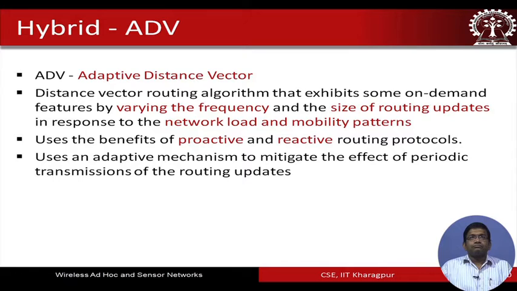Let us now look at a few hybrid routing protocols. ADV is a hybrid routing protocol, adaptive distance vector routing protocol. It exhibits some on demand properties by varying the frequency and the size of routing updates in response to the network load and mobility patterns, and it also exhibits some proactive routing properties. So, it uses the benefits of proactive and reactive routing protocols, and uses an adaptive mechanism to mitigate the effect of periodic transmissions of the routing updates.